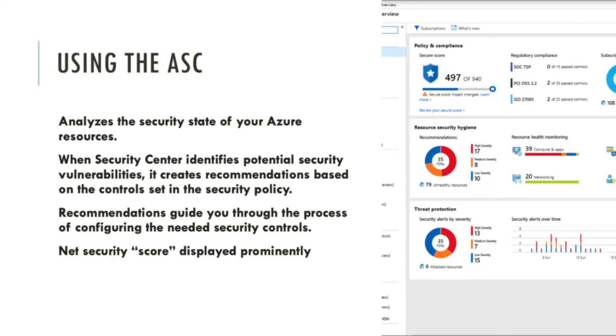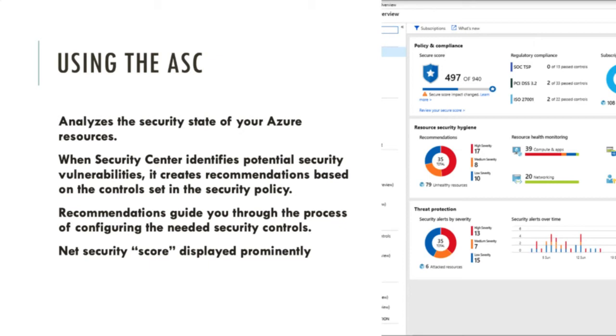So on this slide, we have a peek at the dashboard that you can find in the Azure Security Center. You see on the right-hand side a couple of recommendations, you see threat protection, and then you see a graph tracking security alerts over time. On the upper left-hand side, you see an overall security score. So the net of all of this is that the Security Center analyzes the security state of your resources, identifies potential security vulnerabilities, and then creates a set of recommendations.